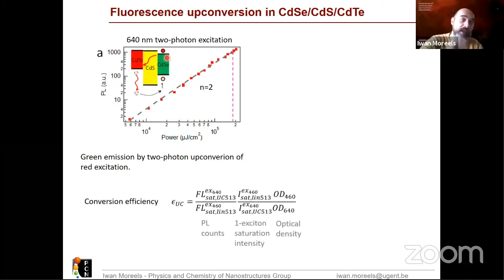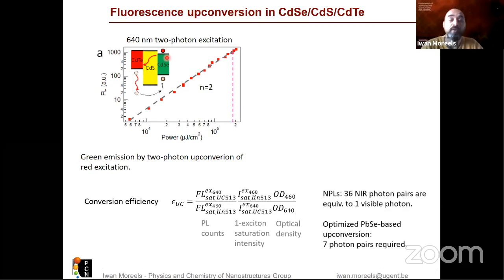Also, this is a, say, first example on 2-dimensional nanoplatelets. It doesn't mean that it's also the most efficient system, because we did a calculation here in collaboration with the Orum group. We did these measurements. You see that we need actually about 36 near-infrared photon pairs to have the equivalent of excitation to 1 visible photon, while the Orum group itself, actually, they have lead selenide-based systems where they only need 7 photon pairs.